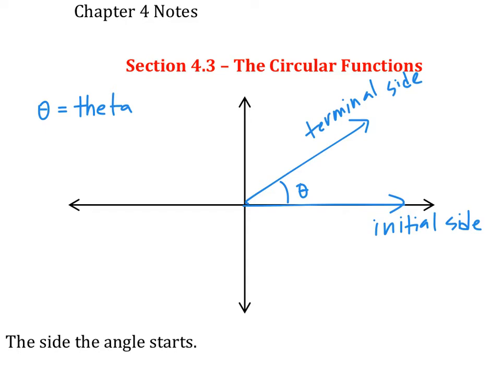Okay, now, this initial side never moves. The terminal side moves. If the terminal side moves this way, which is counterclockwise, we call that positive. This side doesn't move, so if the angle goes this way, counterclockwise, it's positive. If the angle goes below first, so clockwise, then that is called negative. So if the angle goes this way, it's negative.